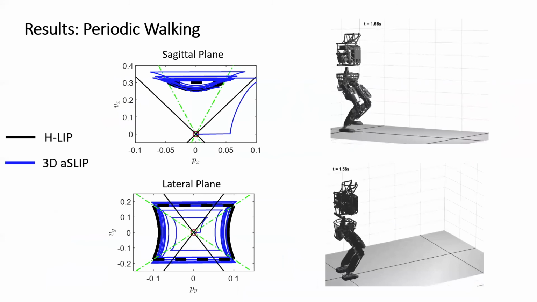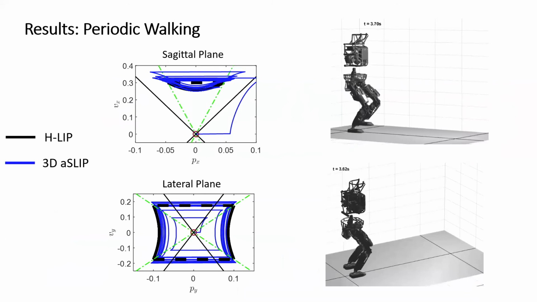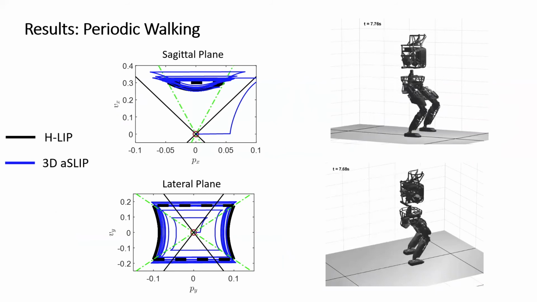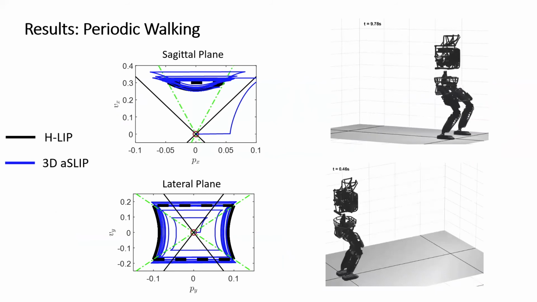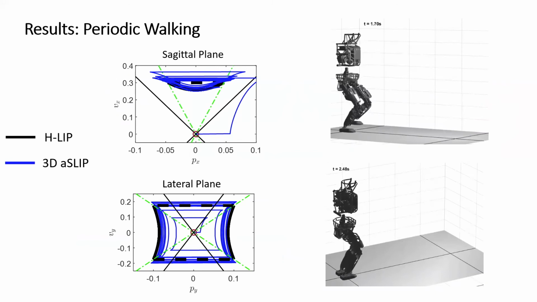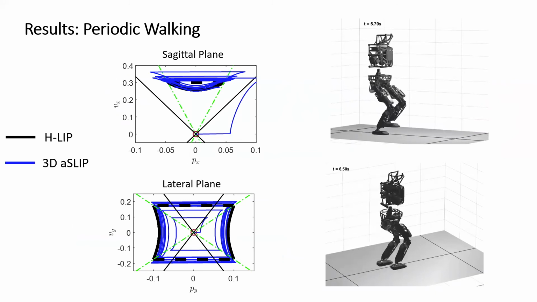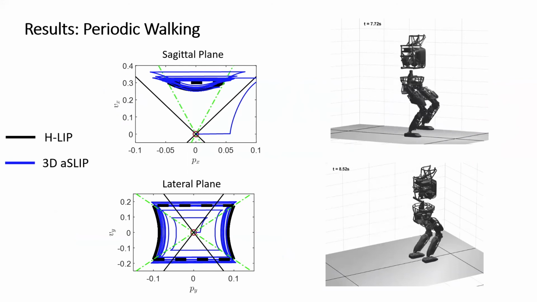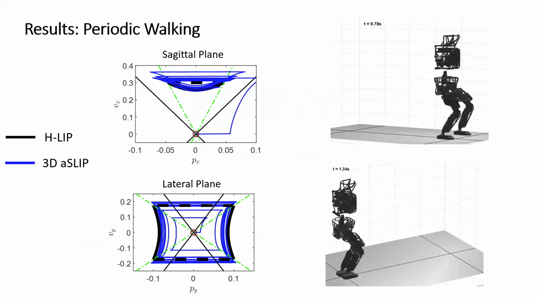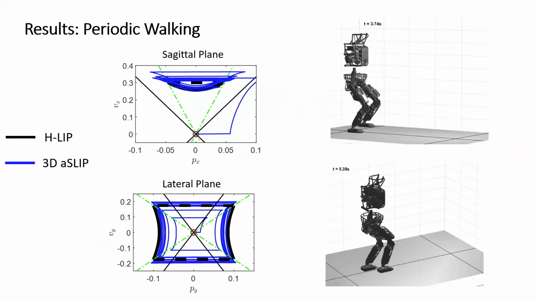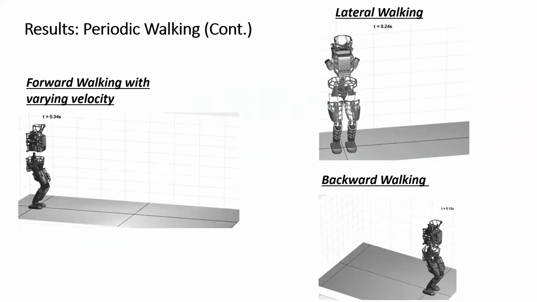Now we show some results. We first demonstrate the approach on generating a periodic walking from a static configuration. The black are the orbits of the H-LIP in the sagittal and the lateral plane. The blue are the trajectory of the A-SLIP. We can see that the A-SLIP converges closely to the periodic walking of the H-LIP. So does the humanoid Atlas.